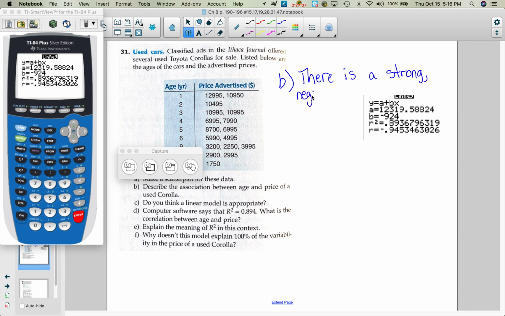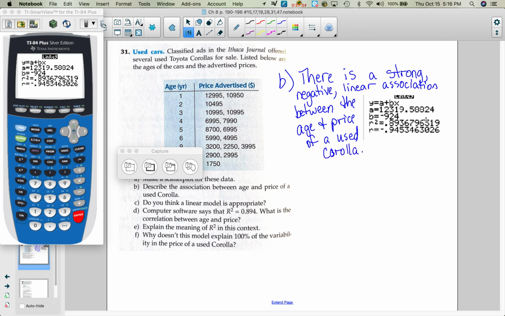negative linear association between the age and price of a used Corolla. I don't even think they make a Toyota Corolla anymore.